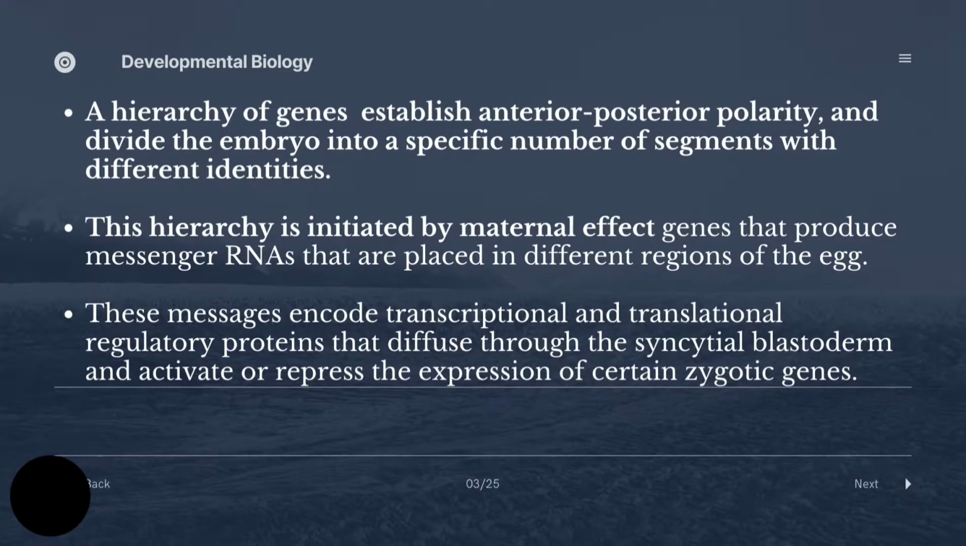There is a hierarchy of genes which establish the anterior-posterior polarity in Drosophila, and they divide the embryo into a specific number of segments with different identities. This hierarchy is initiated by the maternal effect genes that produce mRNAs that are placed in different regions of the egg. These messages encode transcriptional and translational regulatory proteins which diffuse through the syncytial blastoderm and activate or repress the expression of certain zygotic genes.